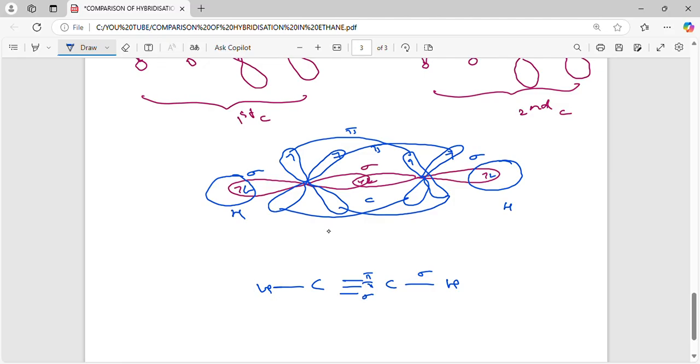So in total, counting carbon and hydrogen, 2 sigma bonds are there. Between carbon and carbon, 1 sigma bond is there. So a total of 3 sigma bonds are there. And between carbon and carbon, 2 pi bonds are also there. So this is how the molecule is formed. In total, 2 pi bonds and 3 sigma bonds are there in the ethyne molecule.